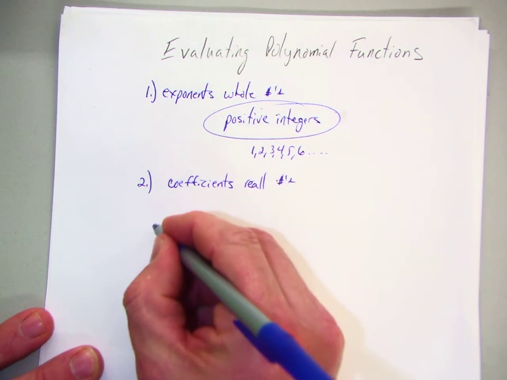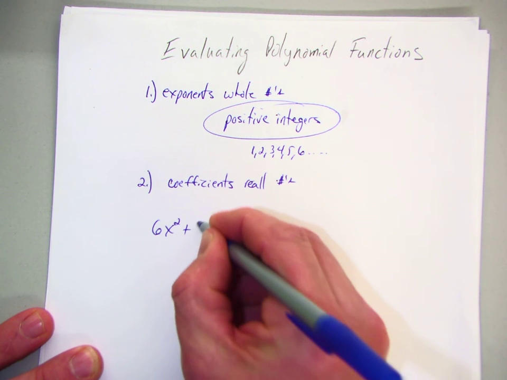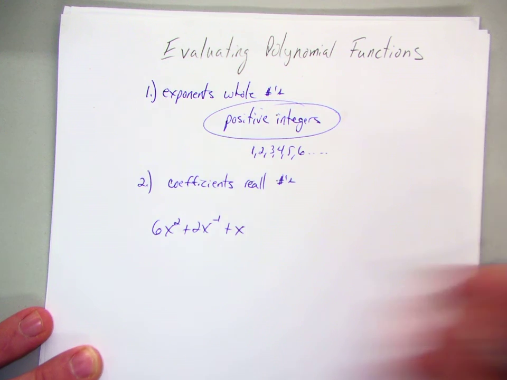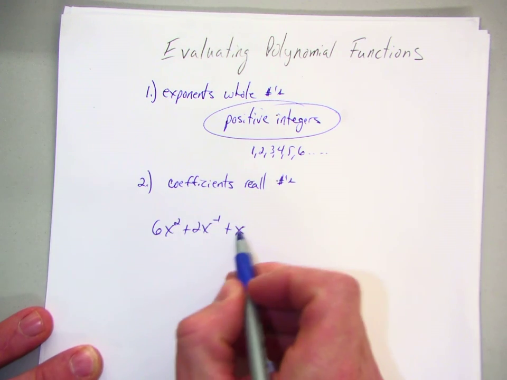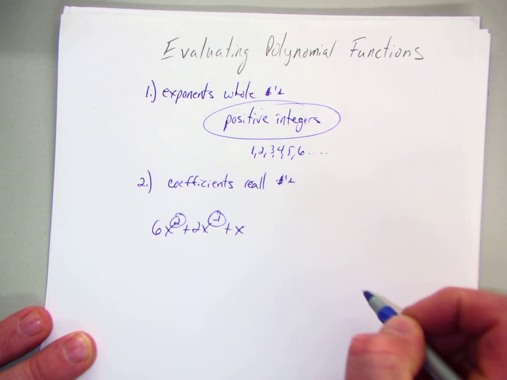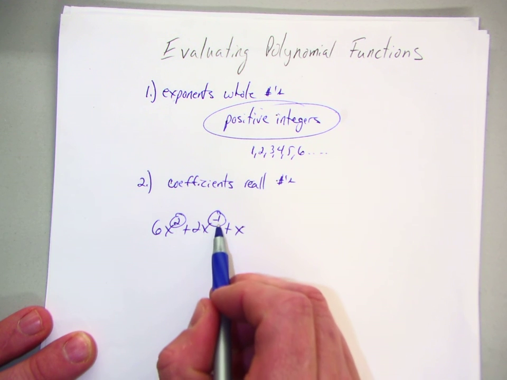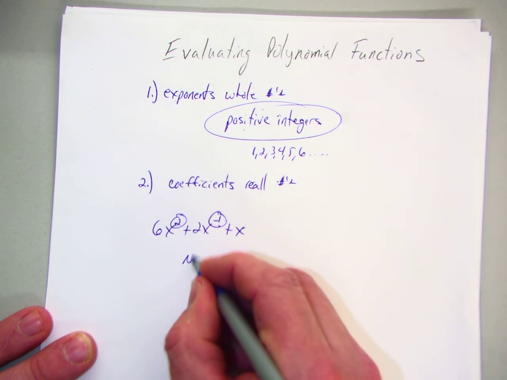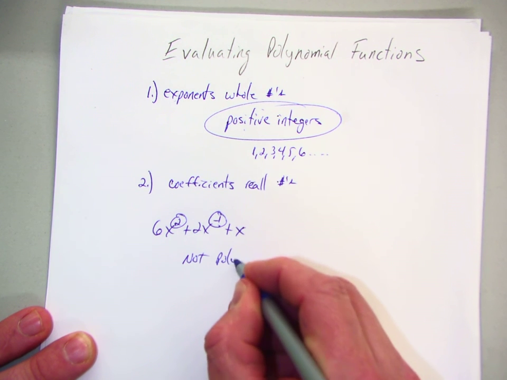So for example, 6x squared plus 2x to the negative 1 plus x. First of all, let's look at the exponents. Here we have an exponent of 2. Here we have a negative 1. Since this is a negative, remember we have to have positive. Since this is a negative, this is not a polynomial function.